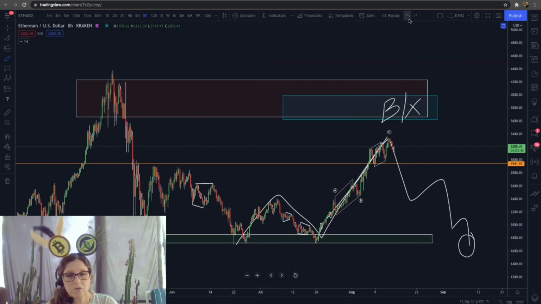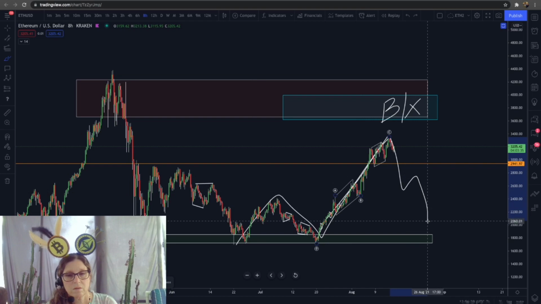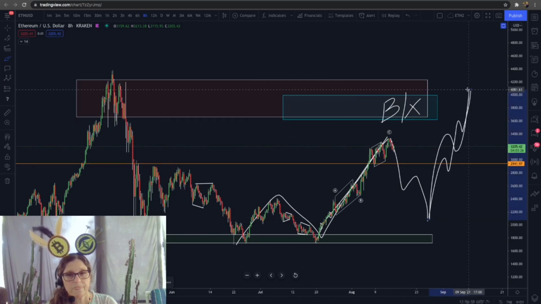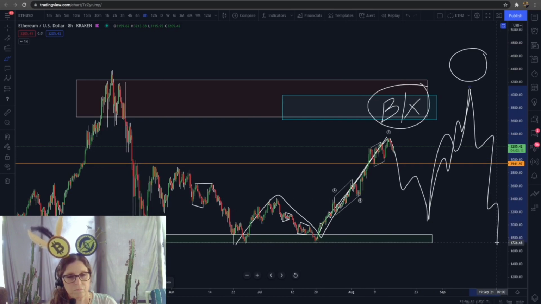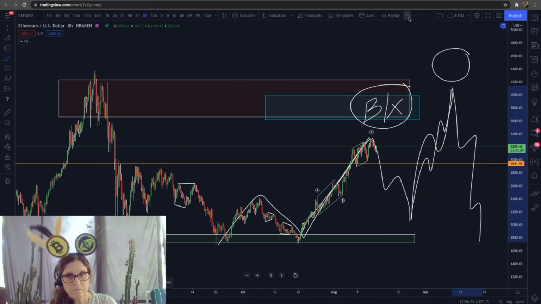The other scenario, just like Bitcoin, is that we come down in 3, and then depending on how deep this comes is whether we can go up in 5 or we can go up in 3, and then this B or X just goes higher over here. And then we get this partner to the downside in 3 or 5. Okay.